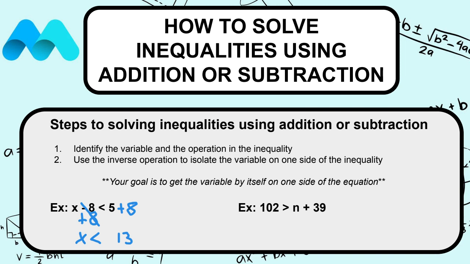All right, let's look at our second example here. We have 102 is greater than n plus 39. So we're going to take the same steps. First, we're going to identify the variable and the operation in the inequality. Our variable is n, and the operation is addition. So what we have to do is subtract. So we are going to subtract 39 from each side.